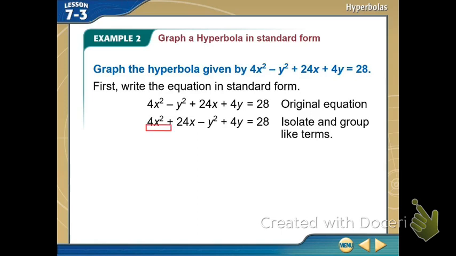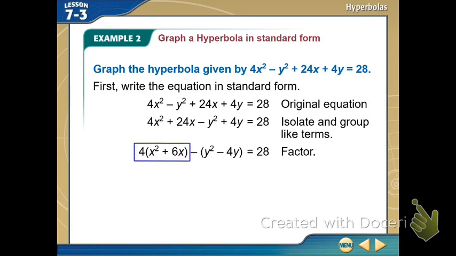So notice that we've collected all the x values here. And then you can also collect all the y values over here and then move the constant to the opposite side. Okay, and then we need to factor. So here we've taken a 4 out from these two terms. And here we've taken a -1 out from these two terms. And the reason why we factor is because we're going to be completing the square.